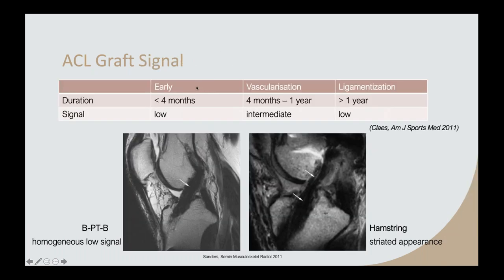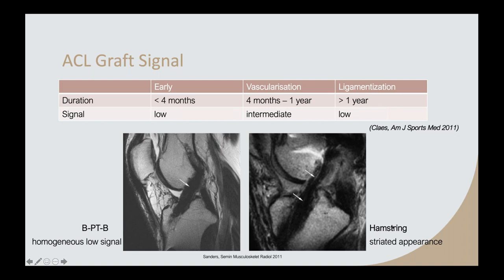ACL graft signal can be divided, depending on when you scan it. Early phase, less than 4 months, should be low. 4 to 12 months, it can be intermediate to high signal intensity. But after 1 year, usually it goes through ligamentization, so it should be low in signal intensity again. But this is not always the case. There might be persistent high signal that lasts more than a year, so you need to interpret this with some caveats as well.